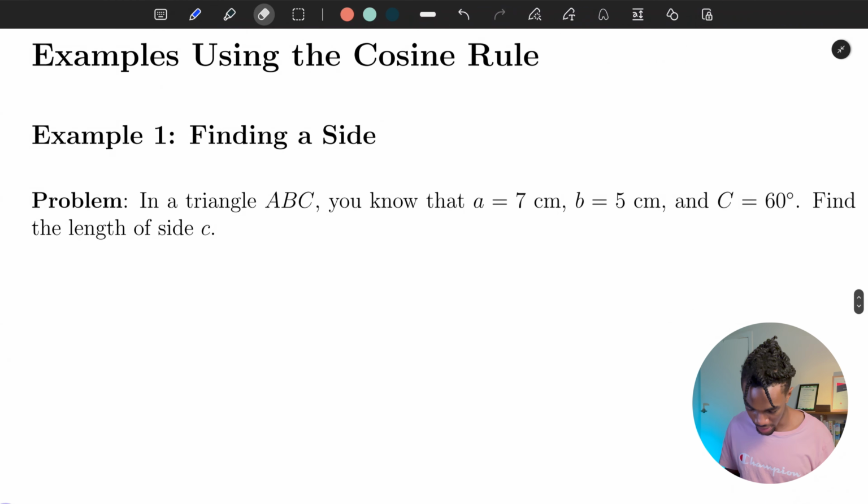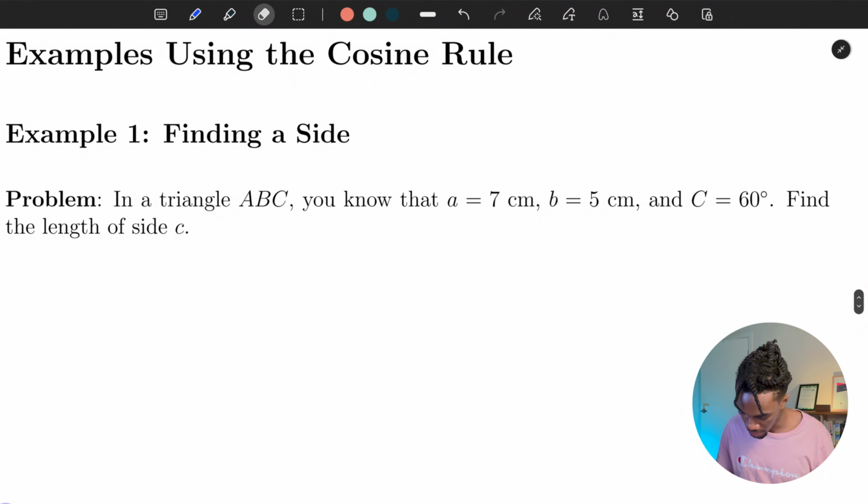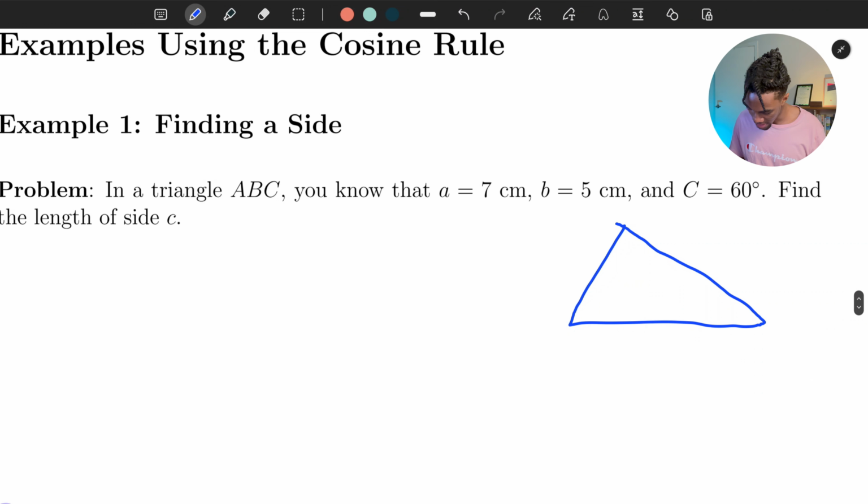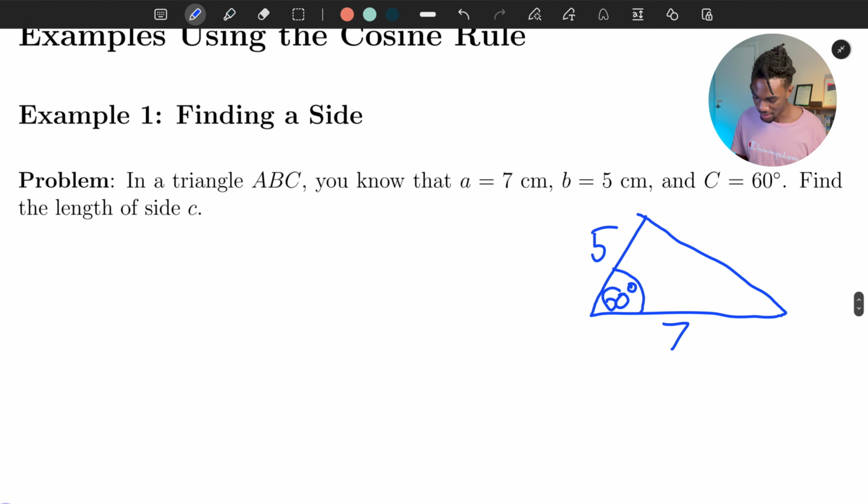Okay, example 1. In a triangle ABC, let's draw this out. A is 7, B is 5, and angle C is 60 degrees. Find the length of side C.